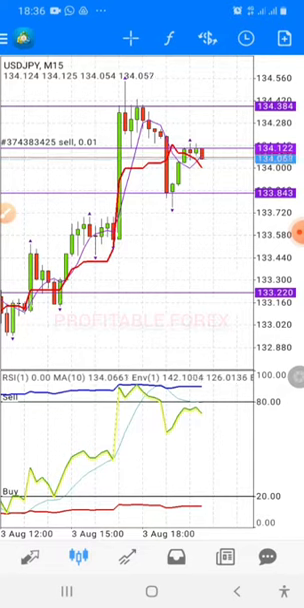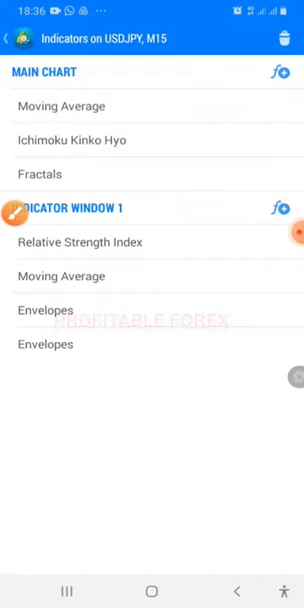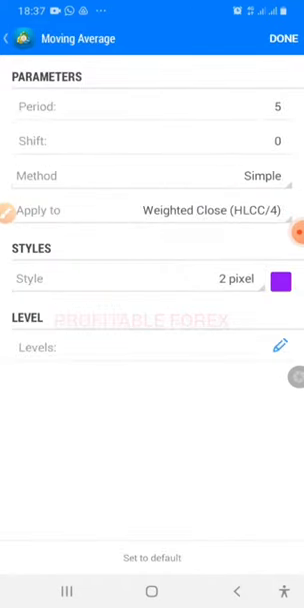Okay, so right now I'm going to give you the setup. Let's go to our indicator window over here. The F symbol, so you click on it. On the main chart, we have the moving average like I've told you, and this is the setup of the moving average. We have moving average period 5, shift 0, method simple, apply to weighted close, style 2 pixel, and the color is purple. You can use any color of your choice, and then you click on done.